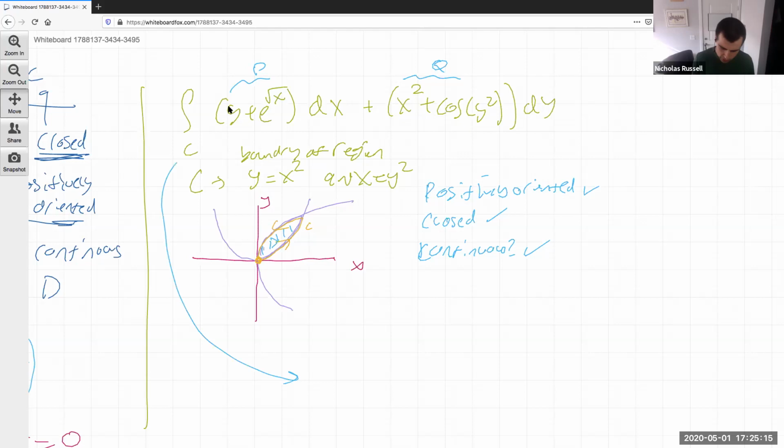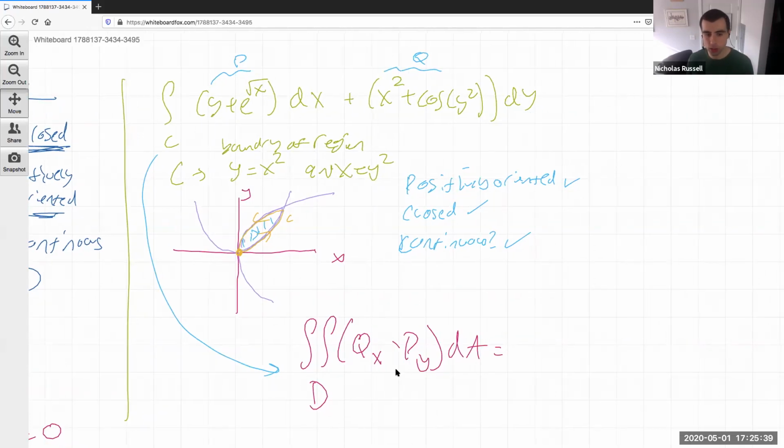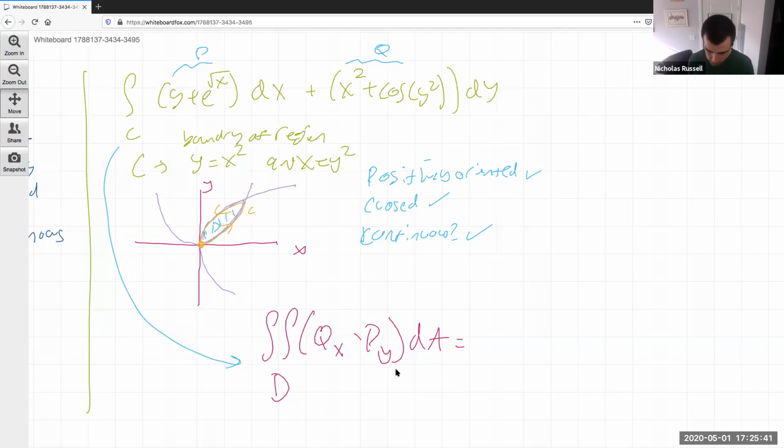And so what Green's theorem allows me to do is convert this to an area integral. So what I can do is take Q with respect to x, minus P with respect to y, dA. And now this becomes, as you can see, a nice area integral. And now let's try to evaluate this. What's Qx minus Py?